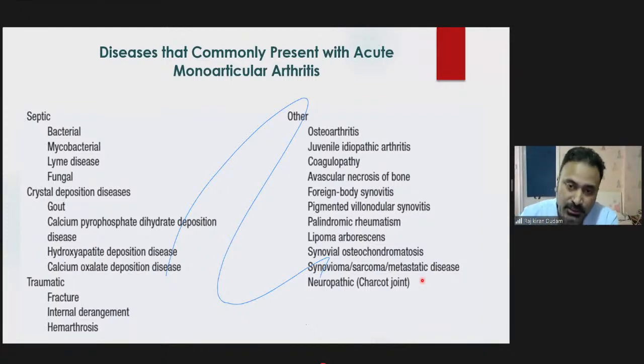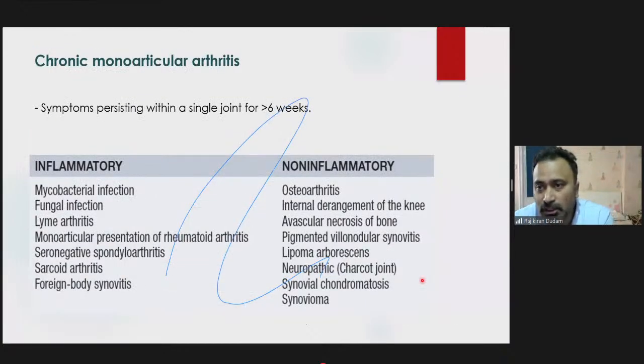Chronic monoarticular arthritis is an arthritis involving a single joint with a duration of more than 6 weeks. Most commonly in our country, we think of tuberculosis, rarely fungal, and the Western world talks about Lyme's arthritis. And sometimes there can be a monoarticular presentation of rheumatoid arthritis.